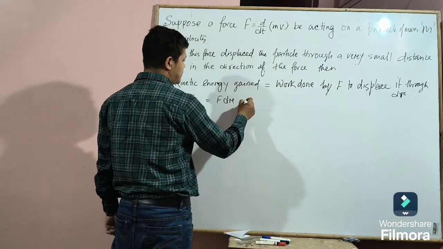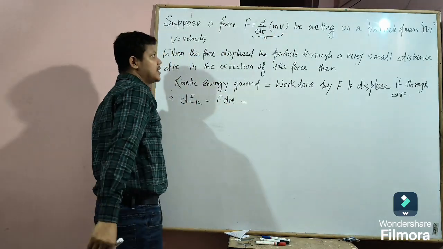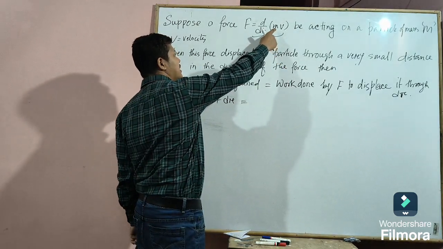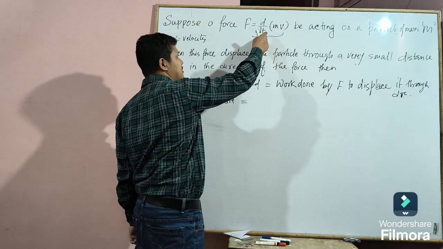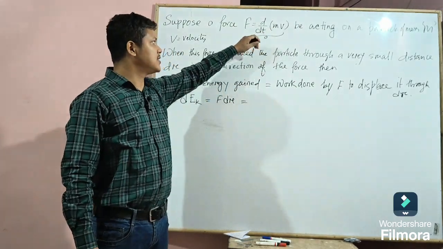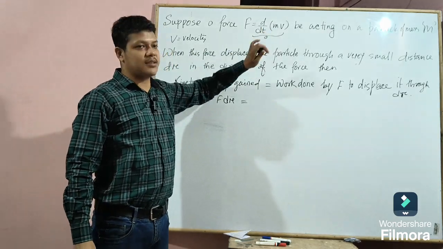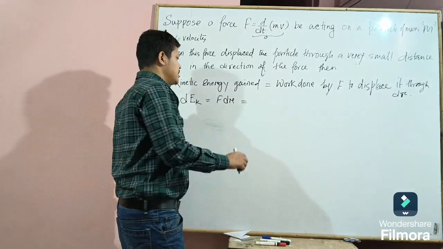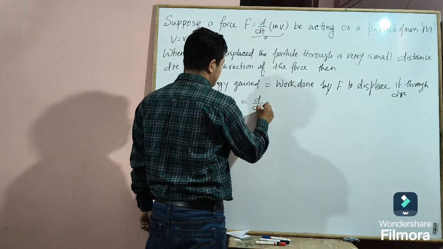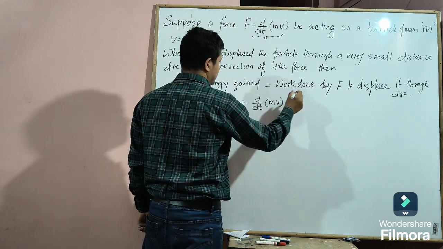Now this force is equal to this one, so here I am writing the mass m. Don't write the mass outside thinking that mass is constant here. In case of relativistic mass, this mass cannot be taken as constant. So here we put d/dt of m into v, dr.